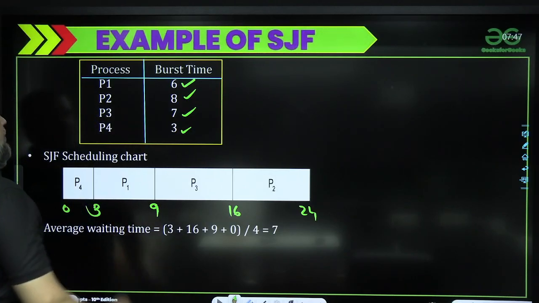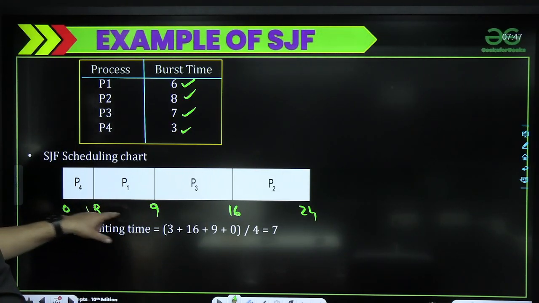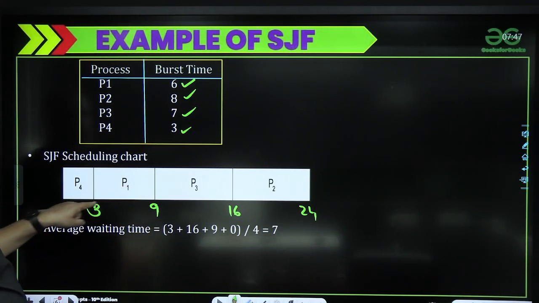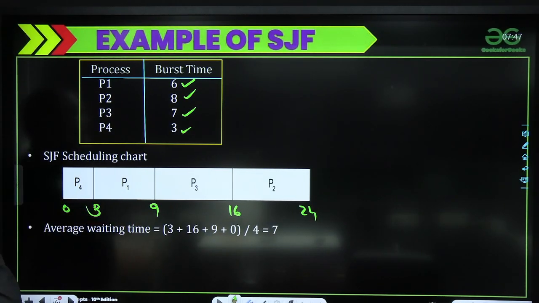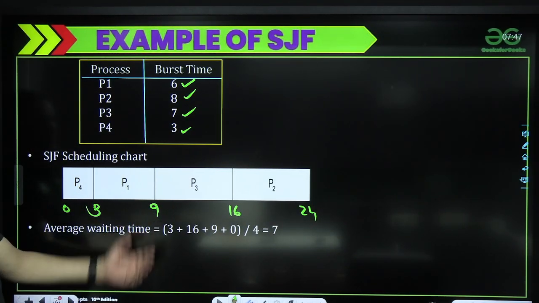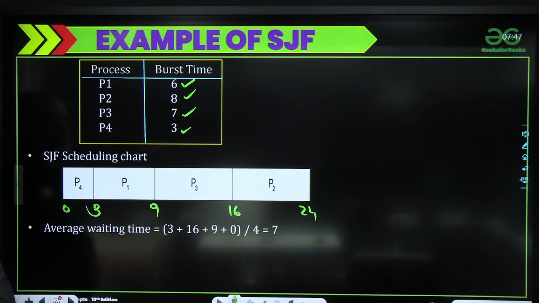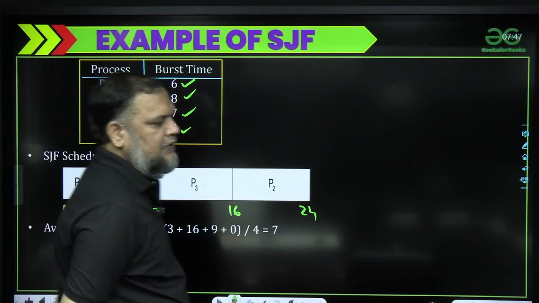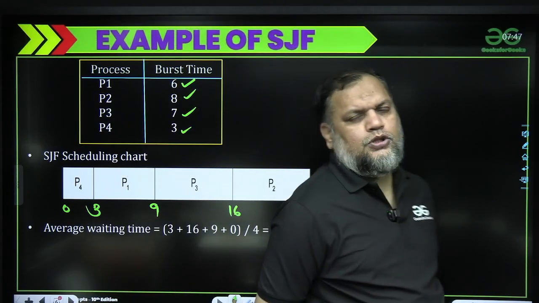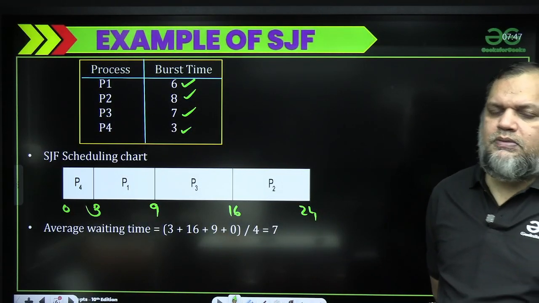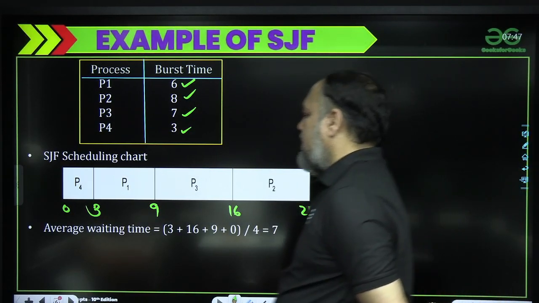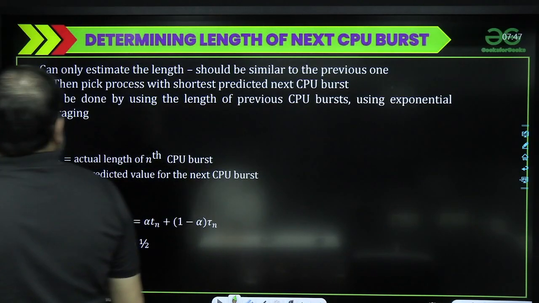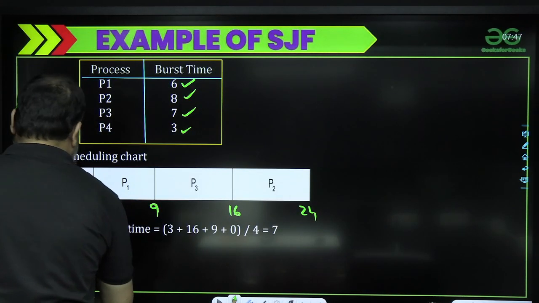If you want to calculate the average wait time, you can check that P1 has waited for 3 units, P2 has waited for 16 units, P3 has waited for 9 units, and P4 has waited for 0 units. So the average waiting time comes out to be 28 by 4, that is 7. That is the average waiting time. Of course, if you want, you can calculate the average turnaround time. This is as far as a very simple data set is concerned. But for example, if I take some variable turnaround times.